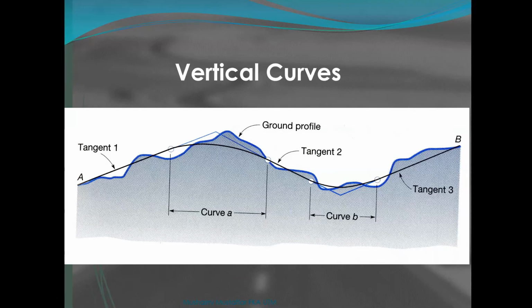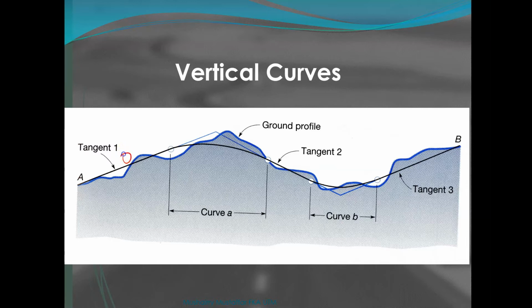Okay, so we've done horizontal curve. Now we're going to move on to vertical curve. Early in the chapter, we mentioned that a horizontal curve is to change direction from one to another. When it comes to vertical curve, it's basically to change one direction.